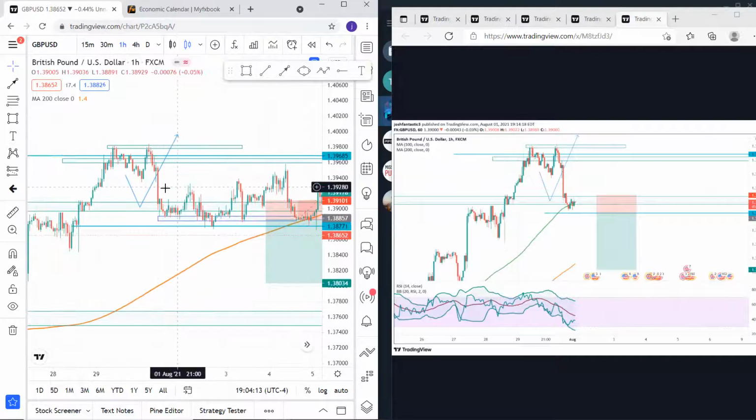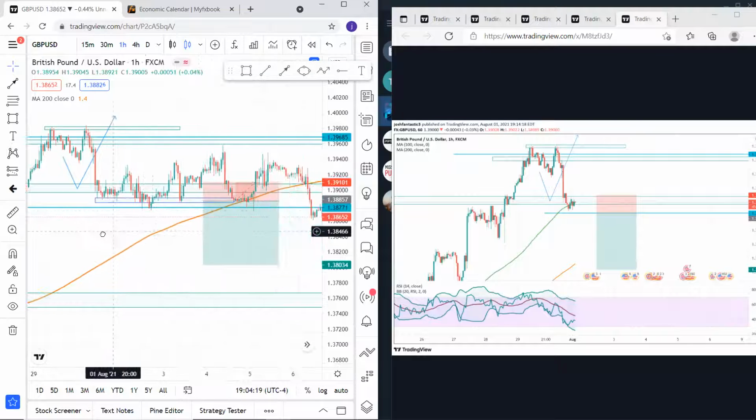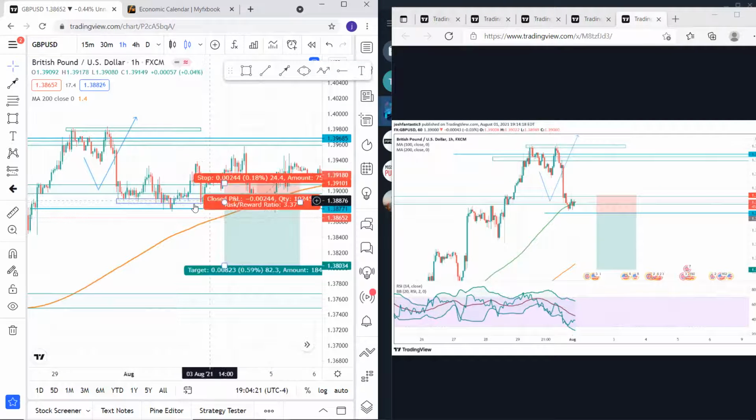As you can see around that area, price started to come up from this area after pushing past this support zone. We had a little break, but then we had some rejections and price started to come back down. At that point, we entered the buy limit.